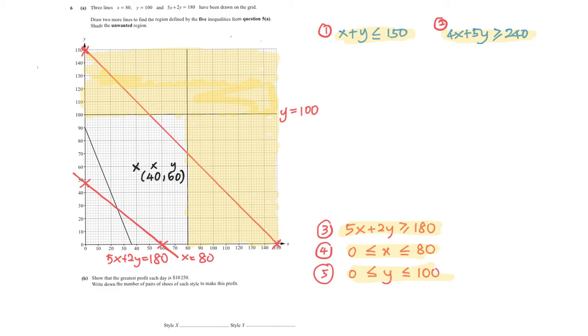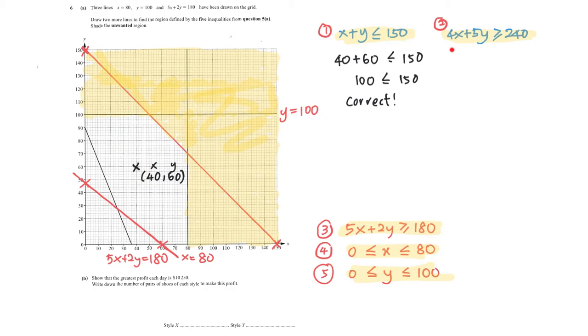Okay, let's put it here. 40 plus 60 less than 150. Is it true? 40 plus 60 is 100, and 150. Yes, it is correct. 100 is less than 150. So it means that this area is the area that we want. So for this line, the unwanted should be this line and above, because below here is the wanted region. Okay, for this line.